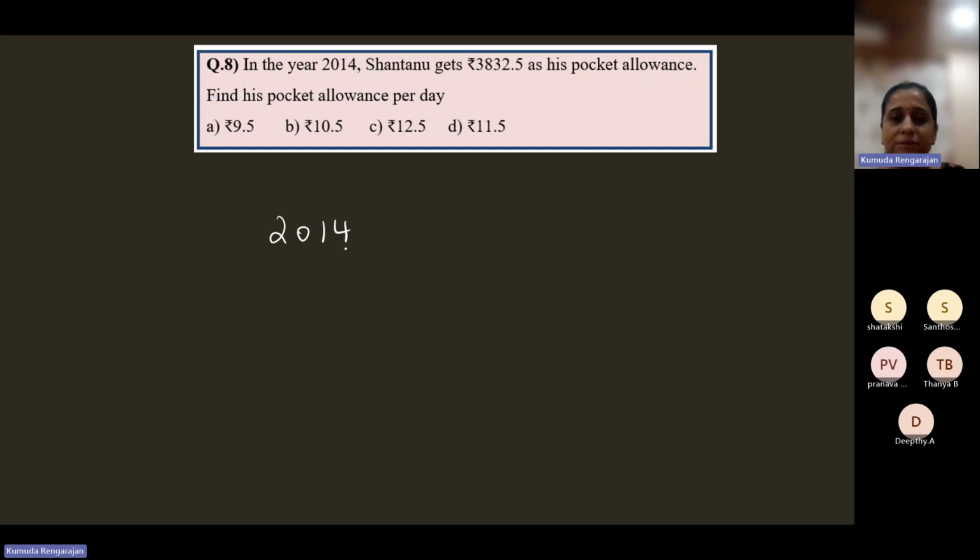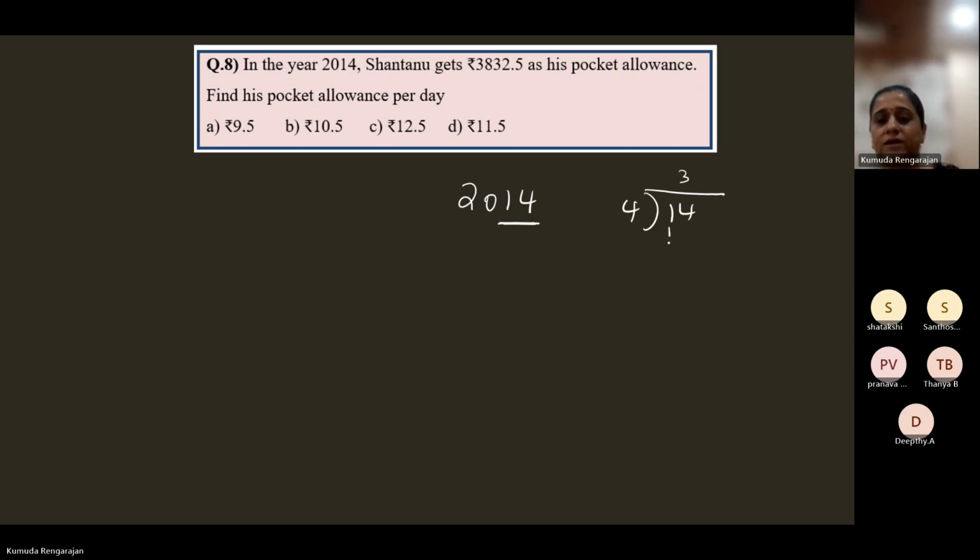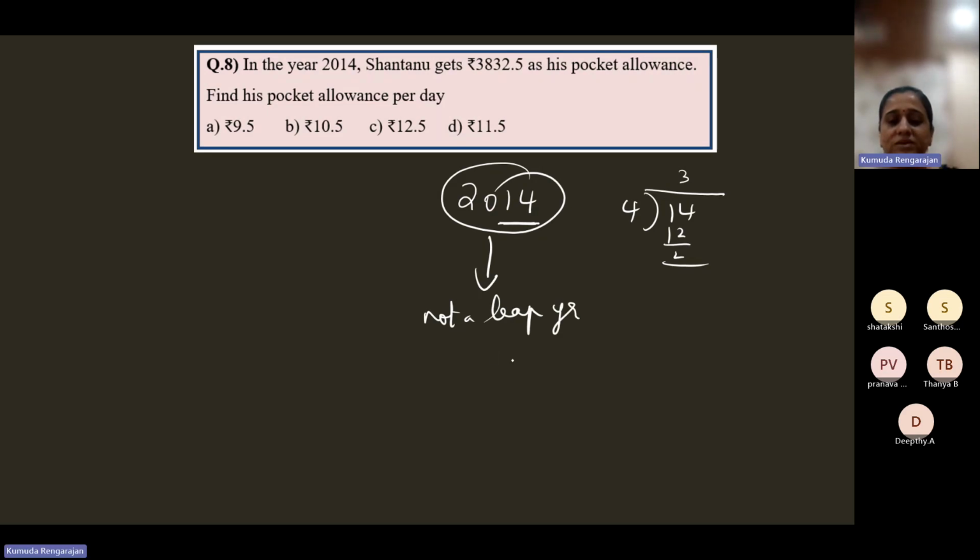2014 is not a leap year, so that means it has 365 days. If it is a leap year, then it has 366 days. So you're right, you should divide by 365. Take the last two digits of 2014. They are not exactly divisible by 4, which means 2014 is not a leap year, which means it has 365 days.